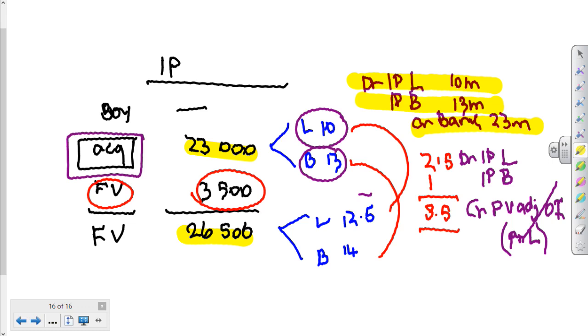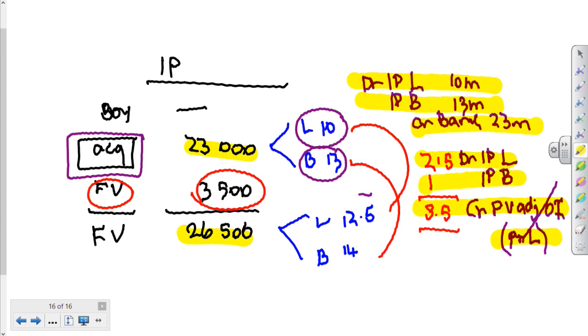Then there was a reval or a fair value adjustment. That fair value adjustment goes to P&L. Credit fair value adjustment or other income, it's your choice which one you want to use. In the P&L, 3.5 million. The credit goes into P&L, the debit goes to investment property. Remember, I want you to do the split. So the debit of 3.5 million goes to land 2.5 million, building 1 million.